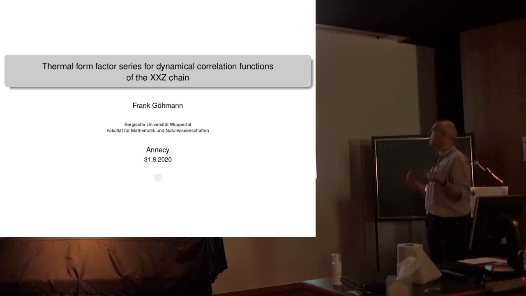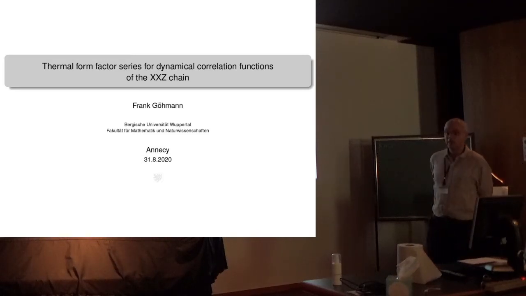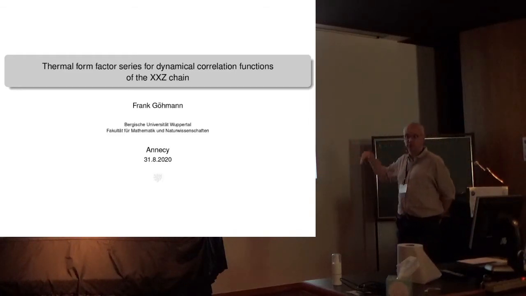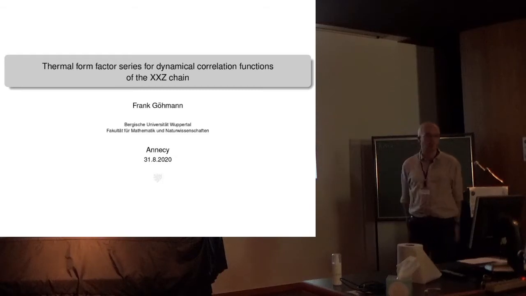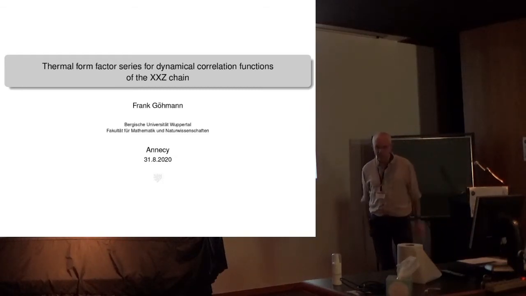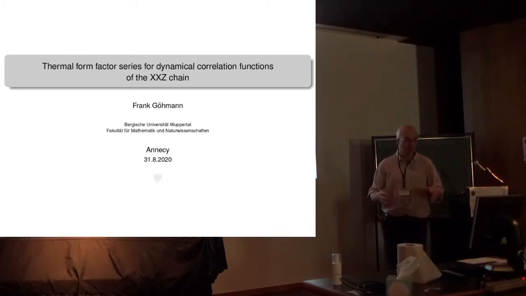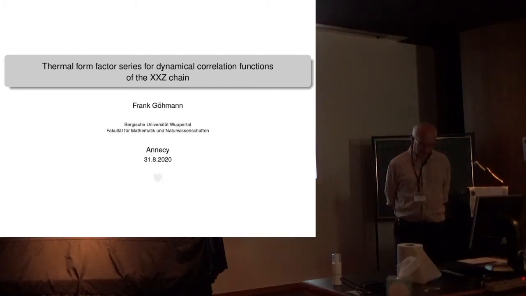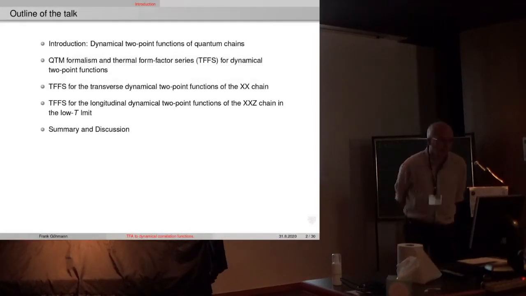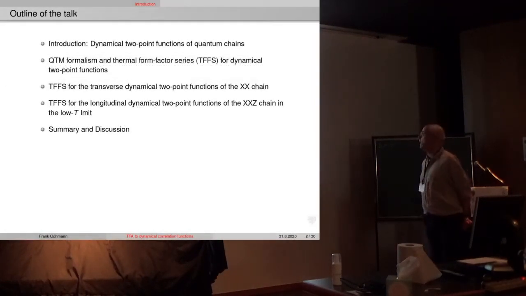So the title is more general: form factor series for dynamical correlation functions of the XXZ chain. Before, it said in the antiferromagnetic massive regime, I will talk about that, but I will also talk about the general picture and some more. I'll give you some extended introduction to give you the context. So the outline of the talk is as follows.